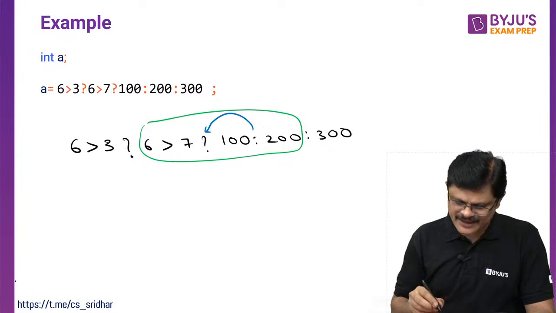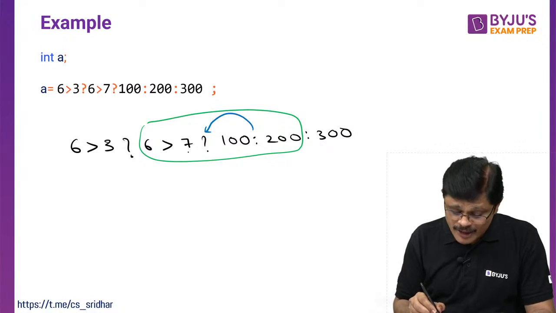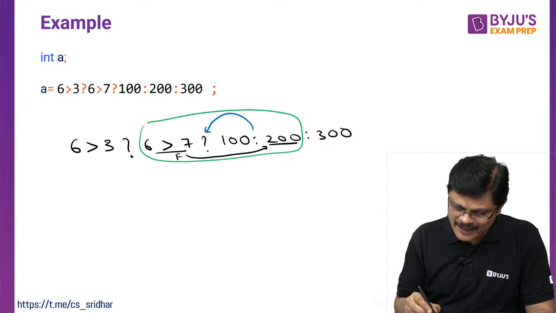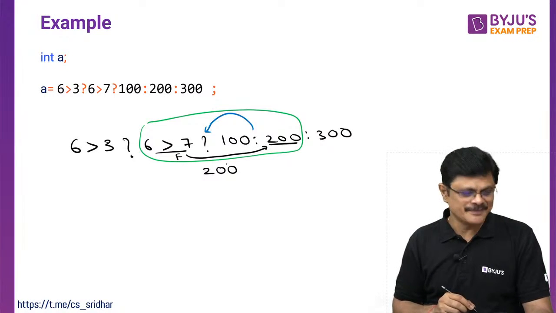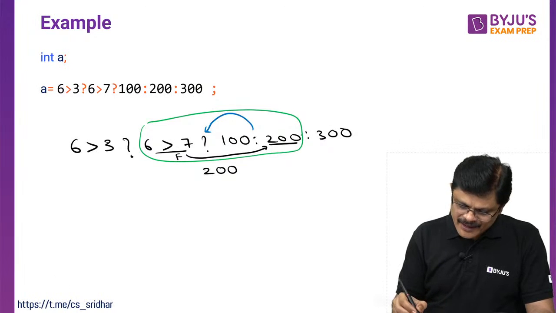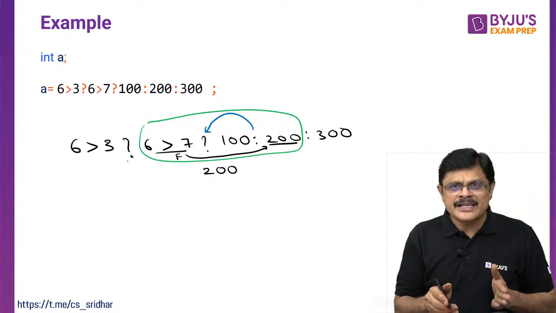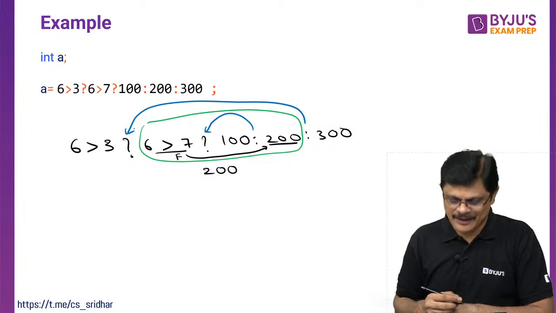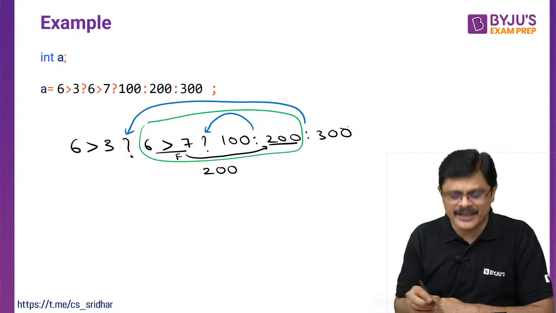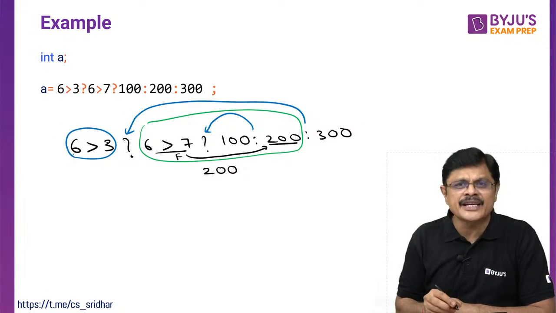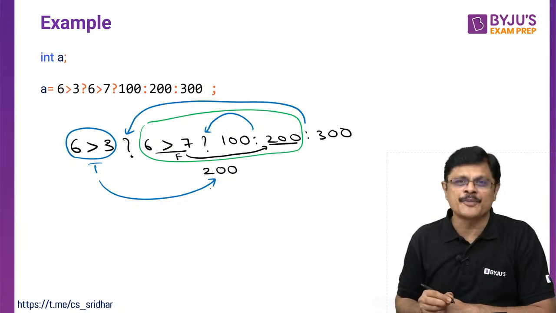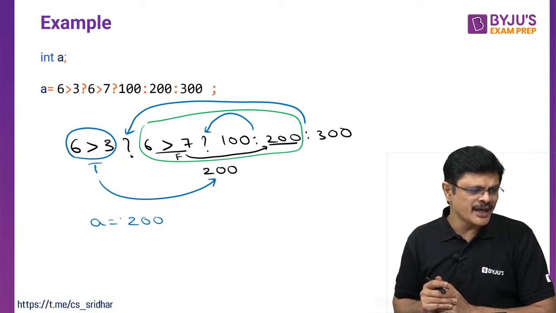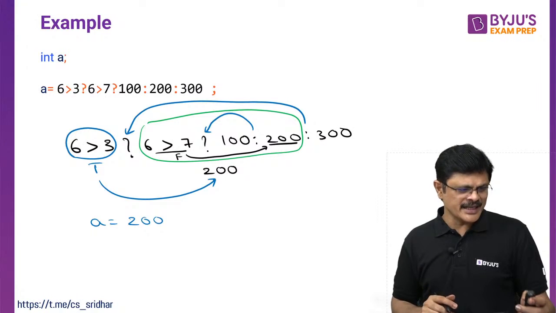Okay, so what is the answer for that? 6 greater than 7, false. False means the answer is the second part. Because this is false, this would be evaluated. So the answer for this is 200, my dear friends. Now again, when there is a question mark, go back to the previous colon and this would be evaluated. So it's like 6 greater than 3, question mark, 200, 300. 6 greater than 3 is true. So the answer for this would be 200. So the value of A, if you print, would be 200. Is that clear?